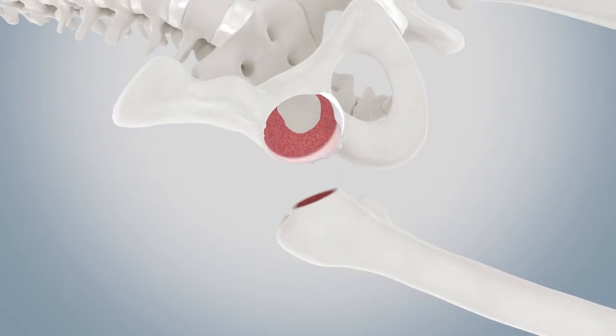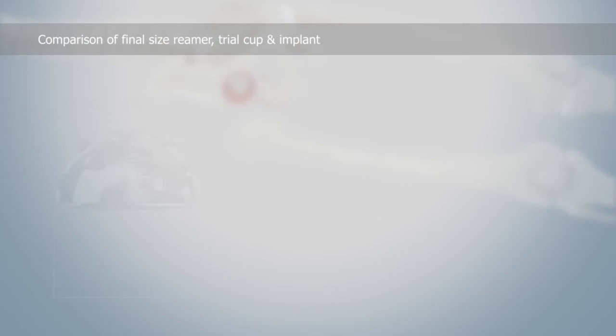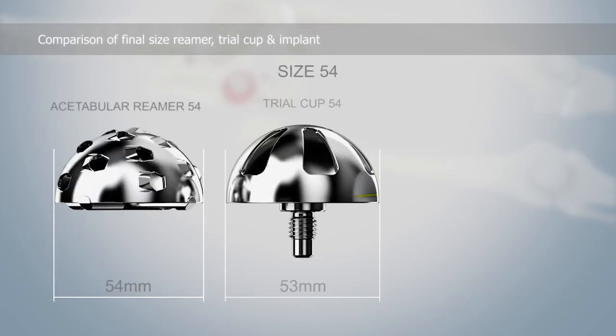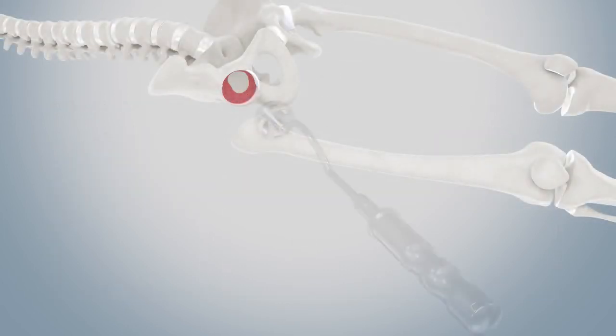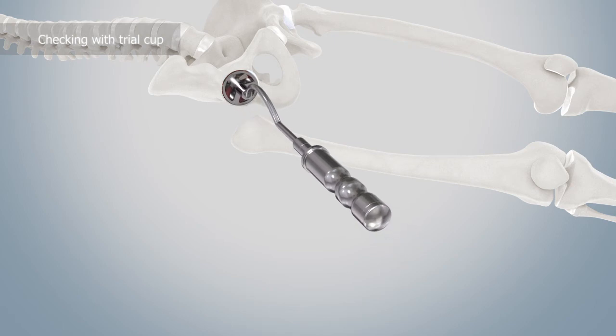The lettering of the RM Pressfit cup system is designed so that the sizes of the reamer, the trial cup, and the original implant match. In our example, the reamer of size 54, the trial cup of size 54, and the implant of size 54 are used. It is important to note that the trial cup is slightly undersized, and the final cup implant, depending on cup size, is oversized by approximately 1.4 millimeters in relation to the reaming. The RM trial cup should therefore be easy to insert and not have an excessively strong press fit.